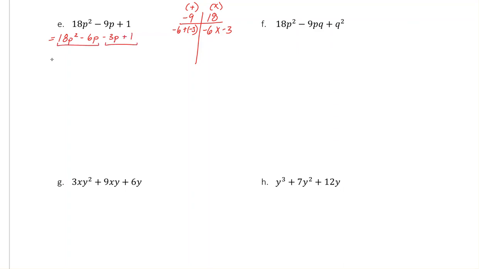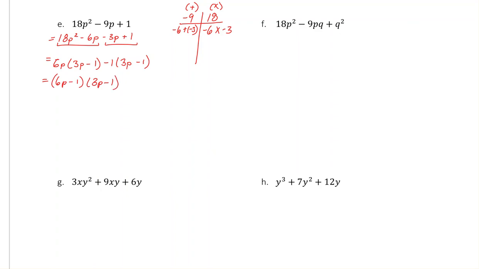Pair our first two and our second two terms and common factor. What's common amongst 18p squared and -6p? Well, that is 6p, leaving us with 3p minus 1. What's common amongst -3p and 1? Well, there is no greatest common factor other than -1, leaving us with 3p minus 1, and we factor this as we have been doing.